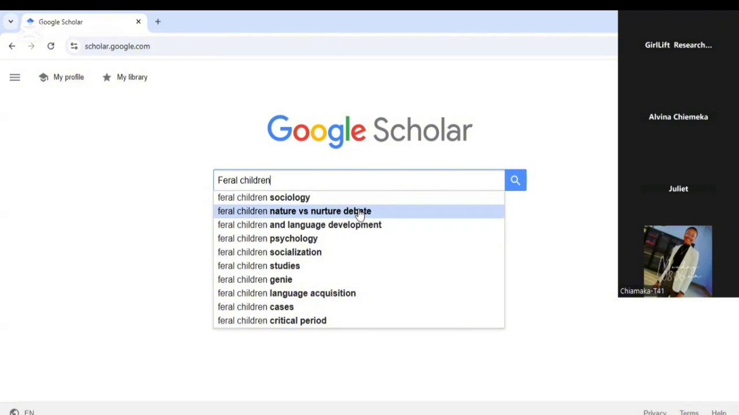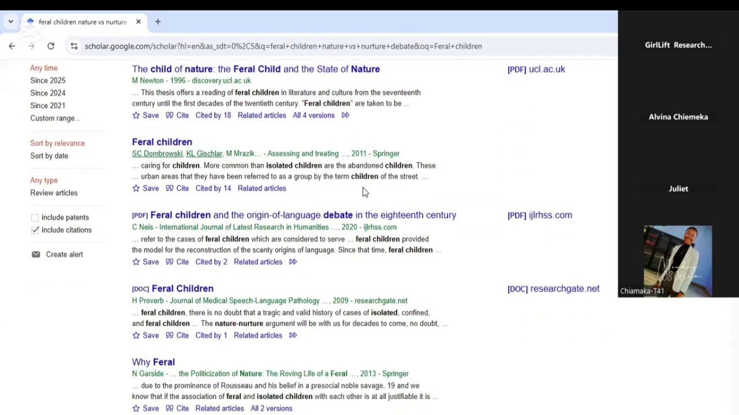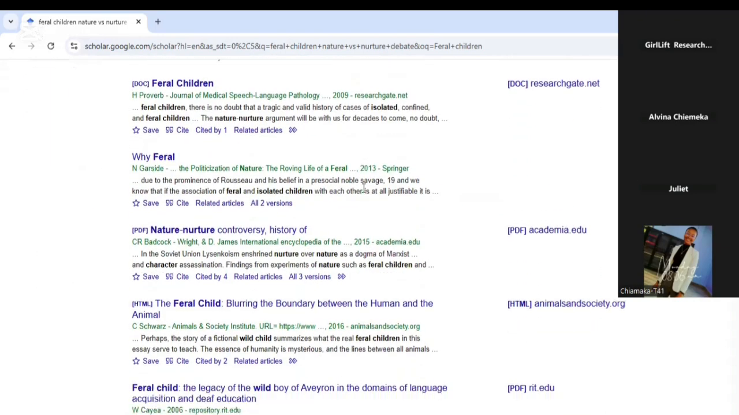So you could type whatever you want, be as specific as possible. The more specific you are, the better you are at getting what you want. So I'm going to go for the nature and nurture debate, feral children nature. Now, you see, it gives you a range of sources, a range of papers. All of these things are papers.